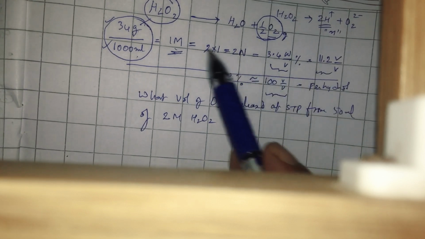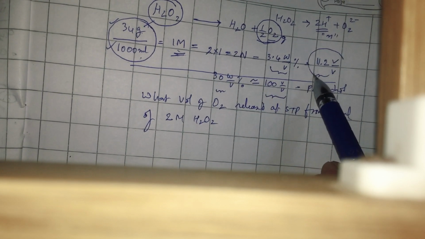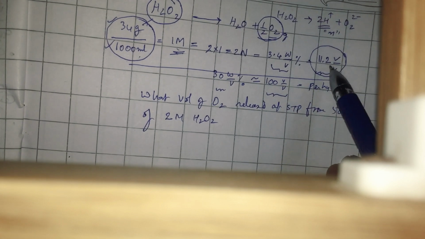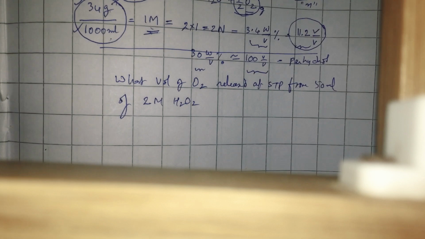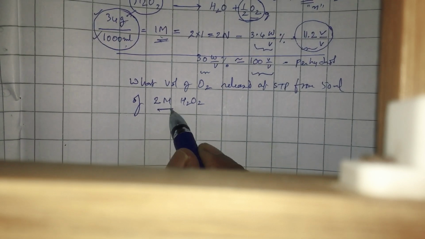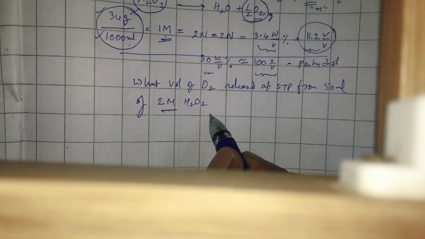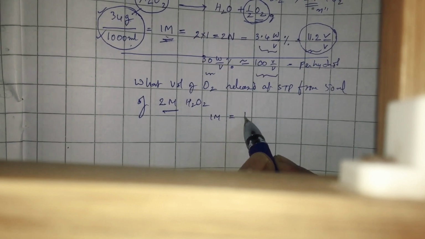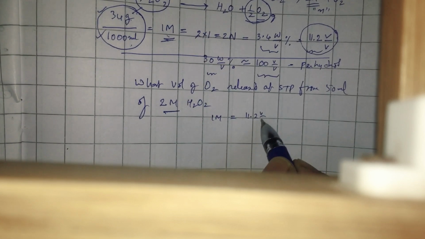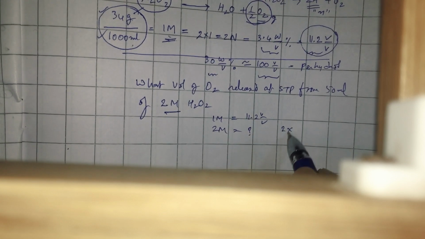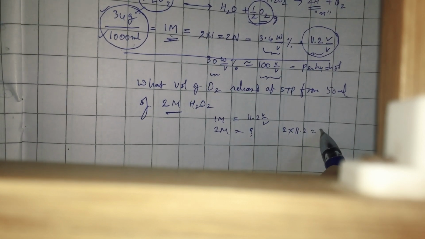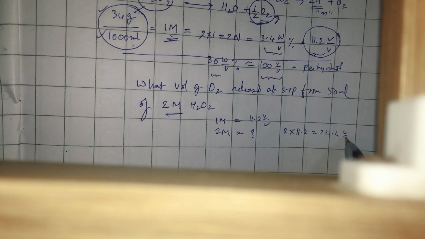Therefore, if I know volume strength, I can see what volume of oxygen is released for every 1 volume of H2O2 solution. So, I convert the molarity into volume strength. I know 1 molar is equal to 11.2 V by V. 2 molar is equal to how much? This is equal to 2 into 11.2, that is 22.4 V by V.